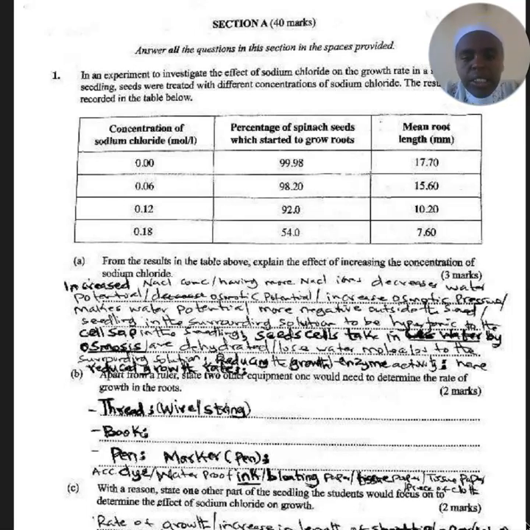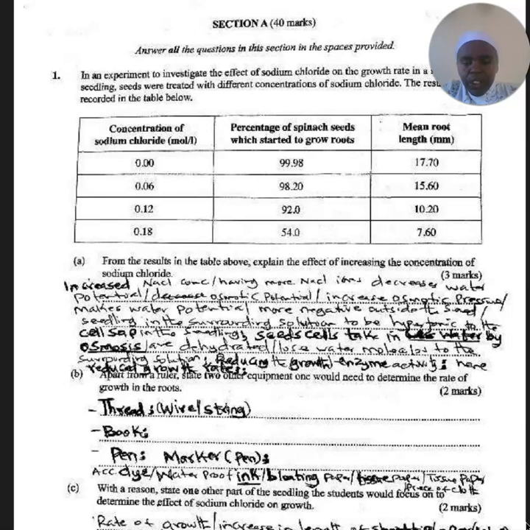So you are asked, from the results in the table above, explain the effect of increasing the concentration of sodium chloride. So when the concentration of sodium chloride was 0, the percentage was 99.98, root length was 17. But as you progressed adding the concentration of sodium chloride, you realize that the mean root length decreased, as well as the percentage of seeds that started to grow roots decreased. Why?